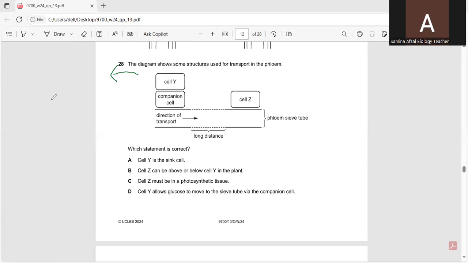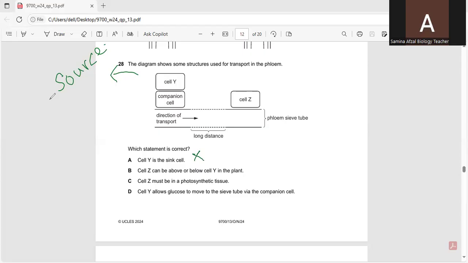So Y is not a sink, it can be a source because it is present beside the companion cell. Also, food will be manufactured in the cell Y, so it is a source cell, it is not a sink cell. Or it can be a mesophyll cell of the leaf where the food is manufactured. Then food has to move through the companion cells into the sieve tube elements, where it has to move towards the other parts of the plant, towards the sink.